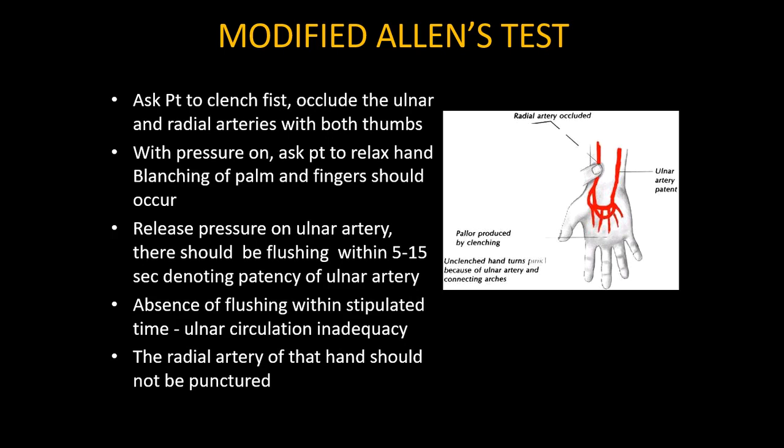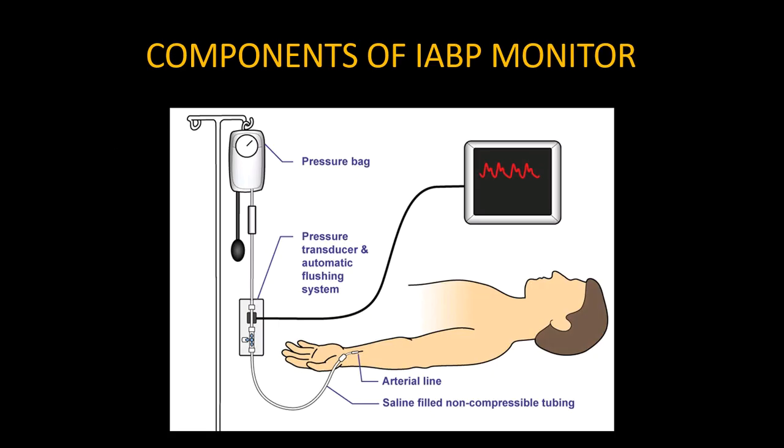If there is absence of flushing within the stipulated time, it means that ulnar and radial circulation is inadequate, and at this point we should not cannulate the radial artery of that hand in the same patient. These are the components of intra-arterial BP monitoring: a pressure bag, pressure transducer with automated flush system, arterial line and saline filled non-compressible tubing.